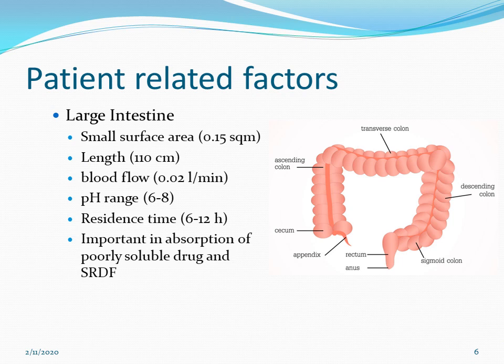Large intestine has a very small surface area, that is 0.15 square meter. Length is about 110 centimeter. Blood flow to the large intestine is 0.02 liter per minute. pH range is 6 to 8. Residence time is 6 to 12 hours, and it is important for the absorption of poorly soluble drugs and the sustained release dosage form. In all, the types of drugs get well absorbed in the small intestine than in the stomach and the large intestine.